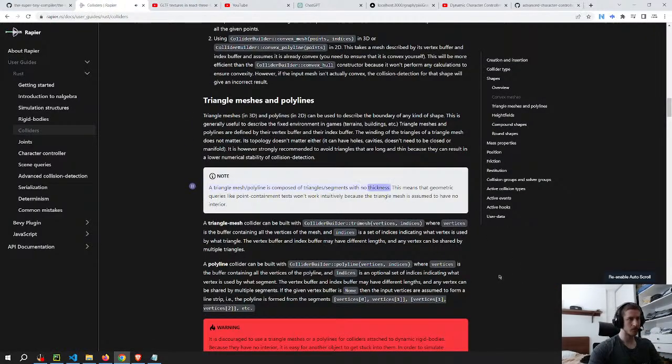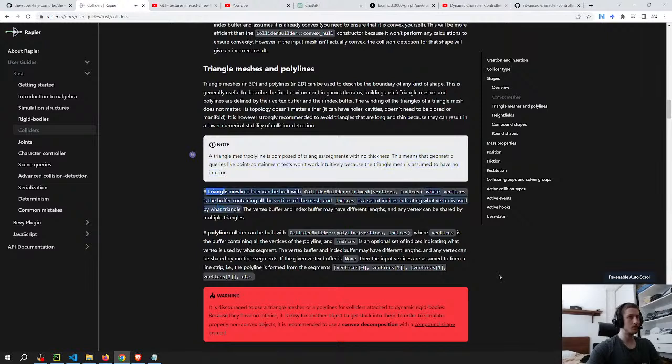A triangle mesh/poly is composed of triangle/segments with no thickness. This means that geometric queries like point containment tests won't work intuitively because the triangle mesh is assumed to have no interior. A triangle mesh collider can be built with ColliderBuilder::mesh(vertices, indices), where vertices is the buffer containing all the vertices of the mesh, and indices is a set of indices indicating what vertex is used by what triangle.